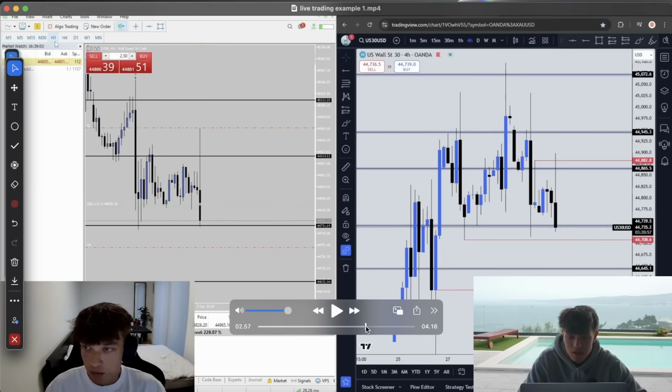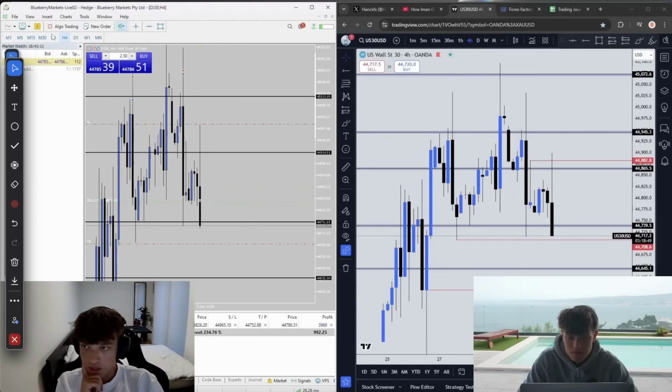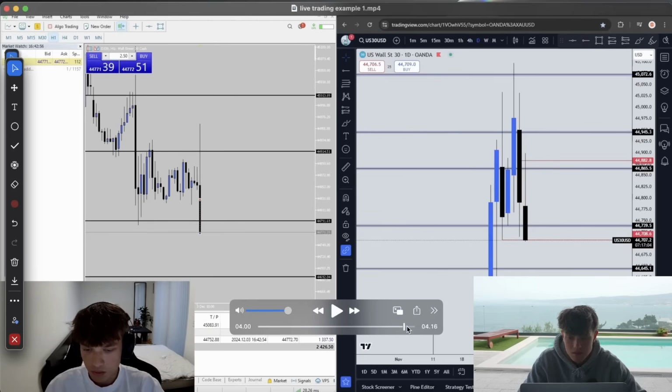And let's see, we get activated right there. No drawdown, and I make over, I don't know, like $1,000 or something. Yeah, just let it run a bit more, and then I end up closing it. So pretty beautiful trade, 2.5K, my bad, 2.4K. And let's go over another live trading example.